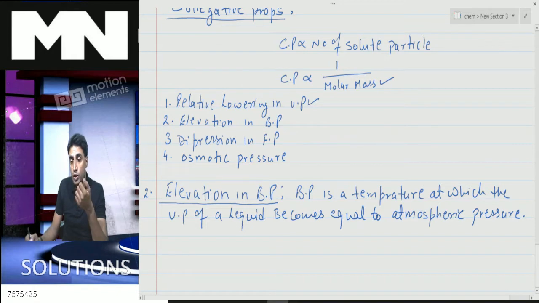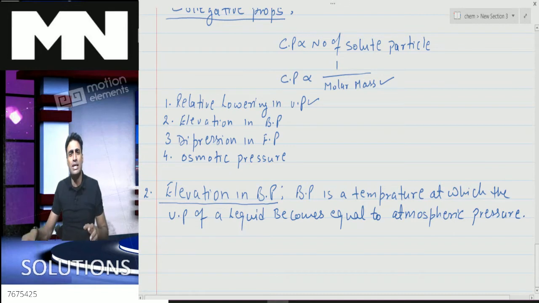Suppose I have got water at say 40 degrees Celsius. If I am heating it, its vapor pressure will increase and ultimately it will become equal to atmospheric pressure, and that is at 100 degrees at sea level. So we say that the boiling point of water is 100 degrees at sea level.